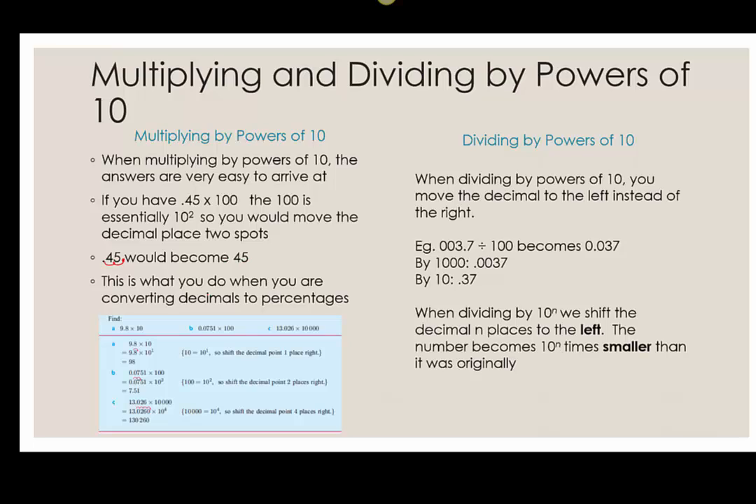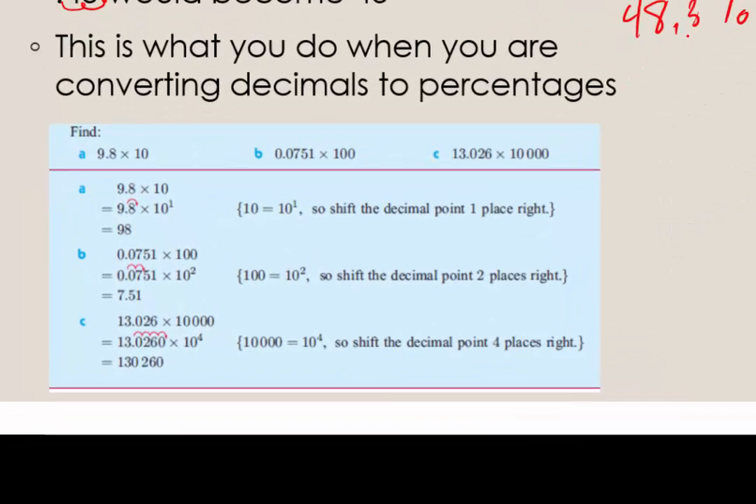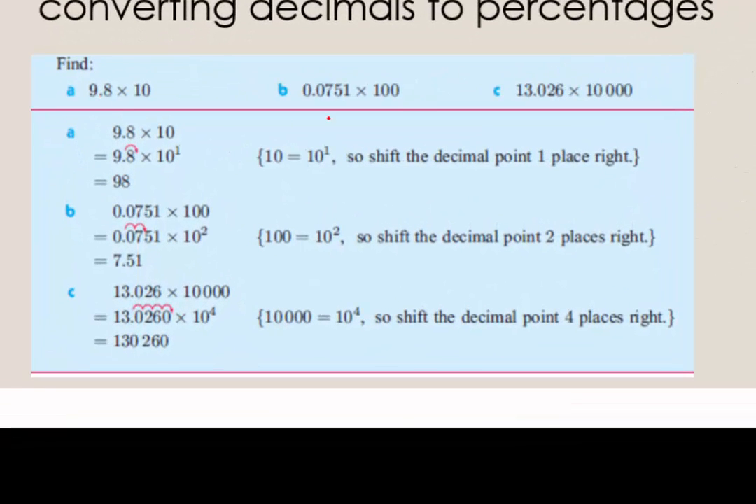This is what you're doing when you convert decimals to percentages. So if you have 0.483 as a decimal and you want to find the percentage, because percentages are out of 100, you would just move it 2 spots, and that would be 48.3%. Okay. So if we look down here, and you have all of these different examples. So 10 to the 1, we're moving 1 spot. 10 to the 2, we move 2 spots. 10 to the 4th, we move 4 spots.